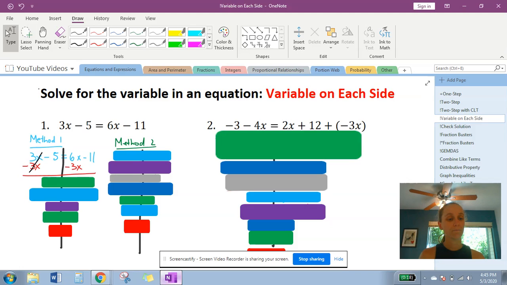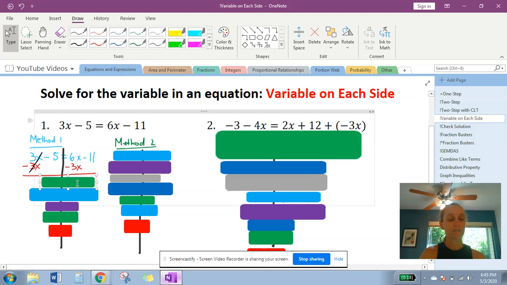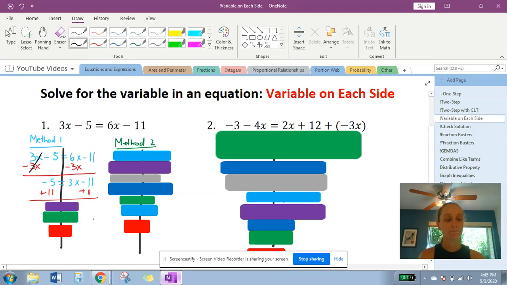Okay, so when I do that, 6x minus 3x is going to be 3x. And I just bring down the negative 5 and the negative 11. And now this looks exactly like a two-step equation. So now that I have my x's on the right side, I want to move the negative 11 to the other side. The opposite of negative 11 is adding 11, that makes a 0 pair. So those are going to cancel out.